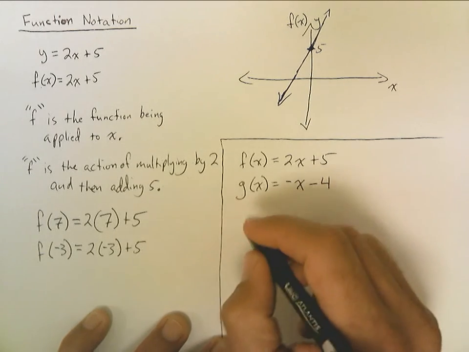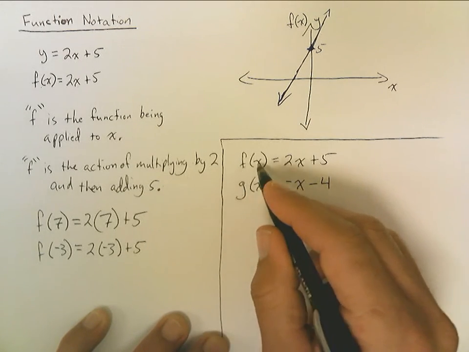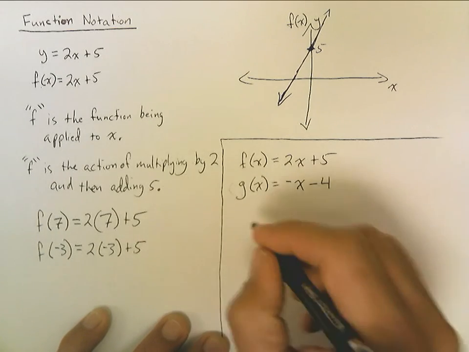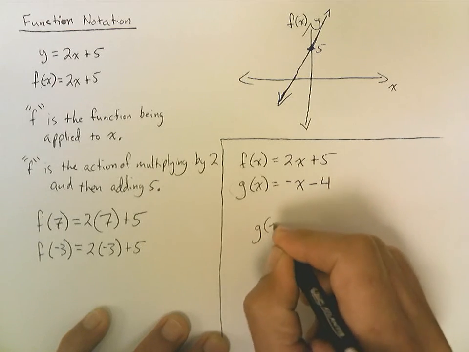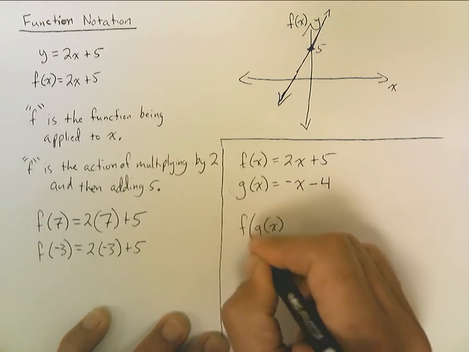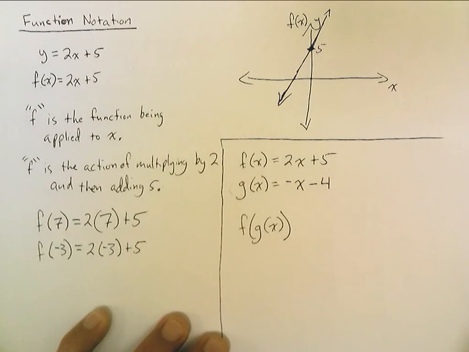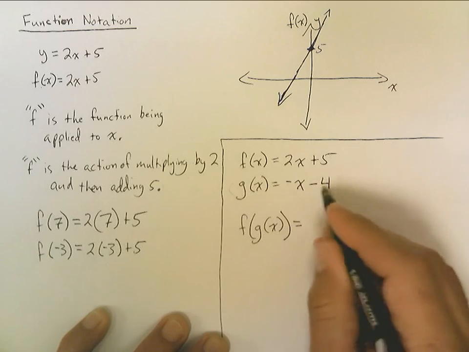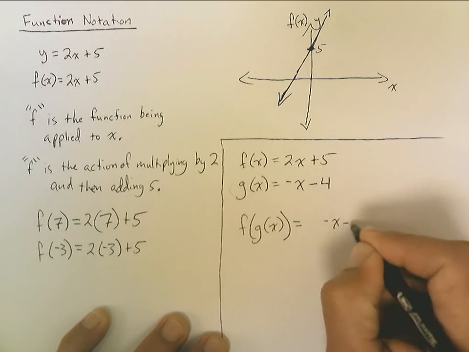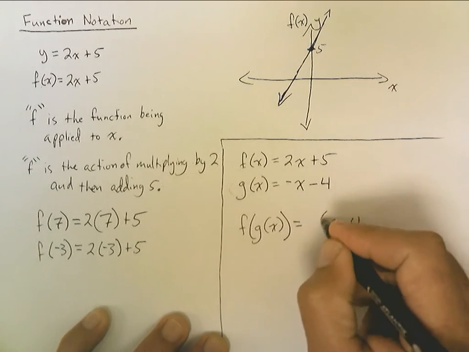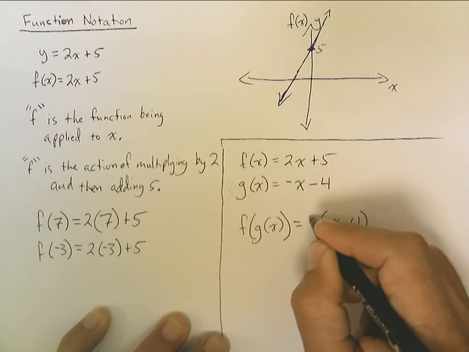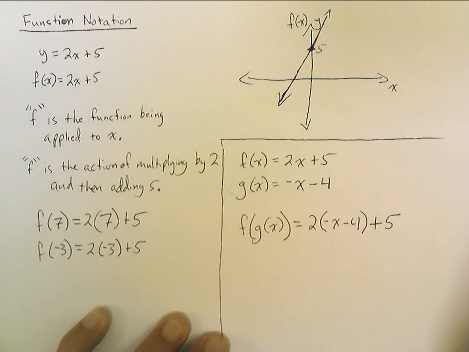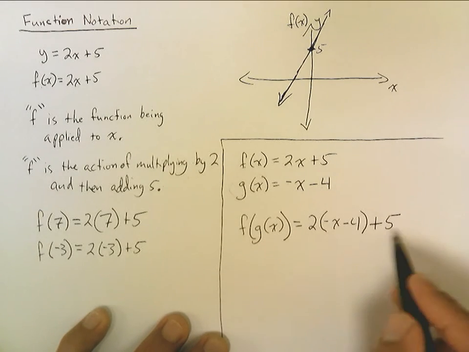Now this is handy because now we can apply the function f not to just x, but how about to this function g of x. So we take g of x and apply the function f to that. Meaning we take the function g of x, which is exactly this, negative x minus 4. Now we're going to take that thing and we're going to multiply it by 2 and then add 5. So now we get a whole new function out here.